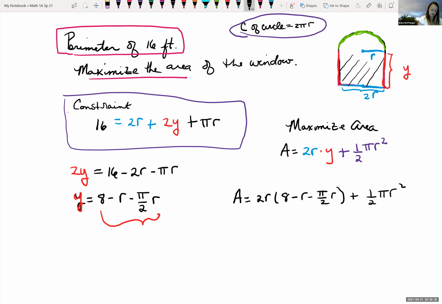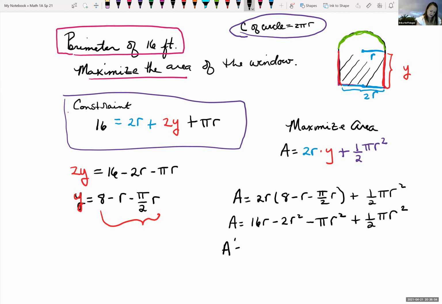So let's distribute that 2r. So 2r times 8, that's 16r, minus 2r squared. 2r times this negative pi halves r, the 2's will cancel. So that will give us minus pi r squared plus 1/2 pi r squared. I could combine like terms right now, but let's just take the derivative and then we can do that.